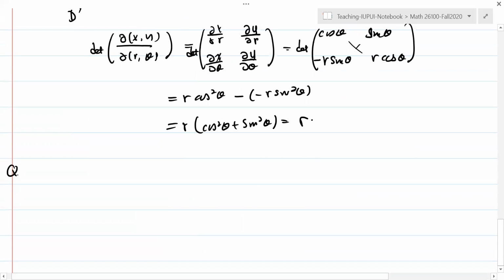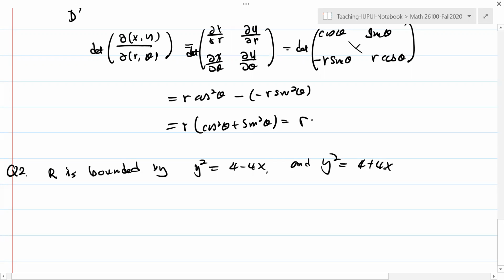Now the next problem, we are not going to deal with polar coordinates. In the 3-dimensional case, we have spherical coordinates and cylindrical coordinates. Those are transformations. So now here R is bounded by y squared equals 4 minus 4x squared, and y squared equals 4 plus 4x, and y is going to be greater than or equal to 0.